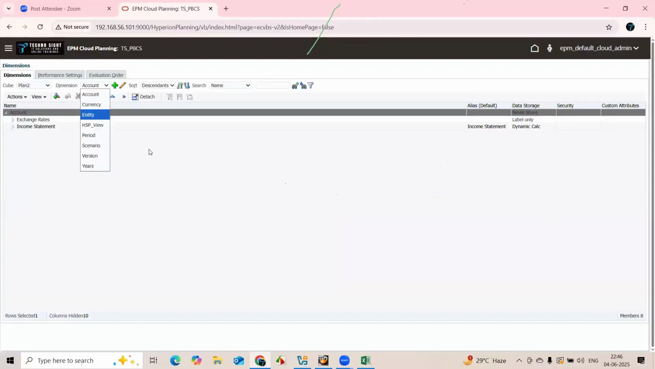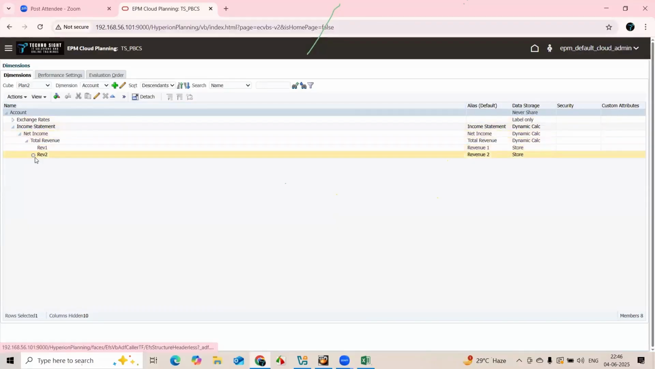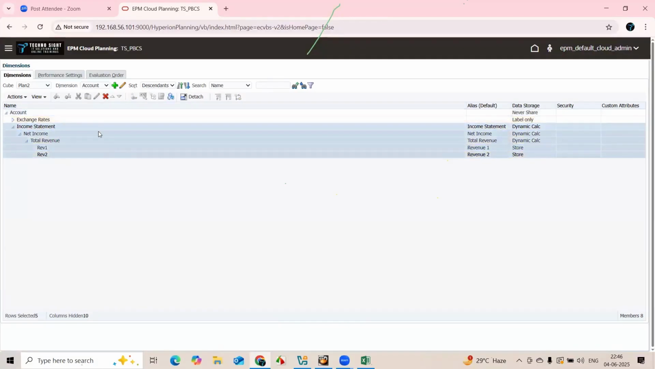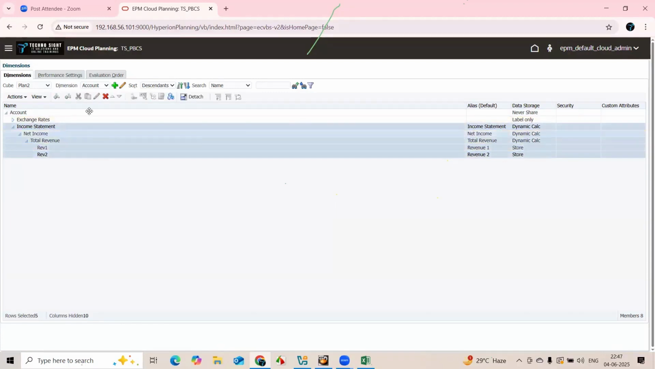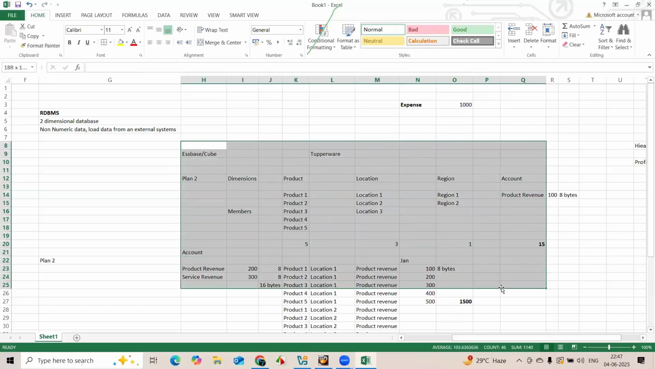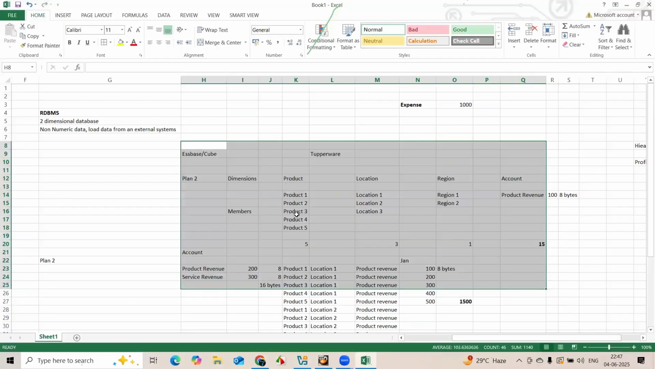In the account dimension, I have a hierarchy like this. So revenue one, revenue two, these are the members. The tree structure of members: if you arrange members in a way that looks like a tree, it is called a hierarchy. This whole income statement hierarchy is available under the account dimension, and this account dimension is available in the plan to cube. So whatever we discussed in the Excel sheet can be viewed in this dimensions tab.